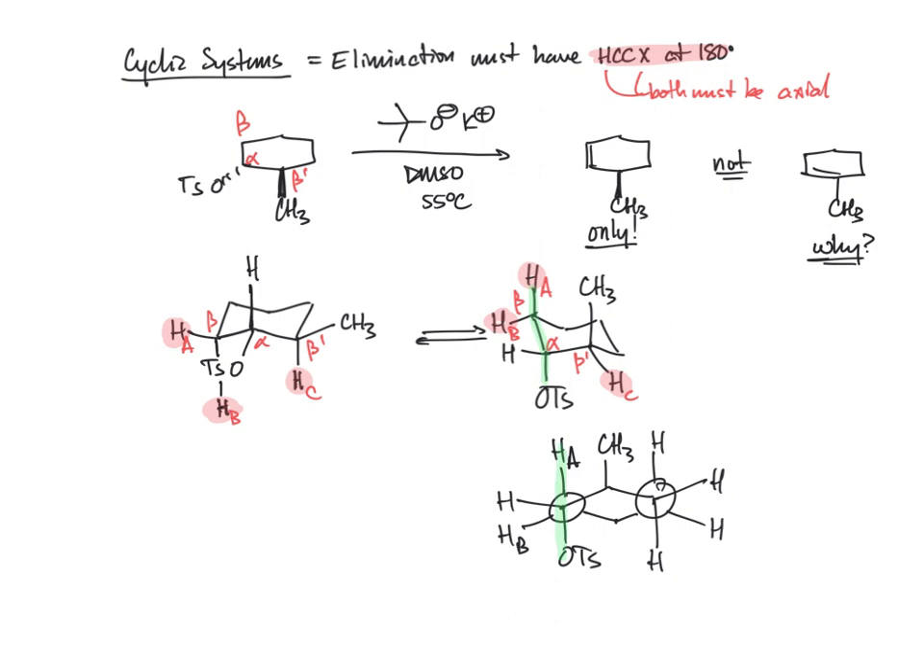That's what's required. And so this is why you only get elimination to form that and not this. So when you're doing eliminations in chairs or cyclohexanes, you have to convert it to a chair and then do this analysis.